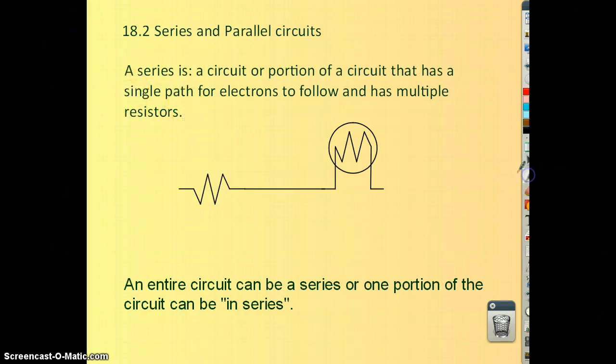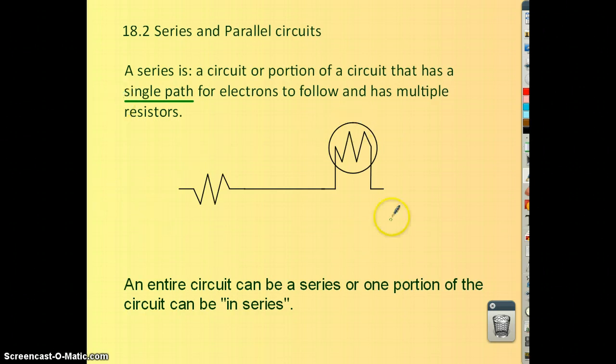And if we were to compare this to something like the World Series, in order to get to game two, you must go through game one. And to go through the series, you have to go through each of the games until you reach the end. You can't skip from game one to game three. You just aren't allowed to. You have to go game one, game two, game three, game four, game five, maybe 6 and 7. But the big idea is there's a single path for the electrons to follow, and it has multiple resistors.